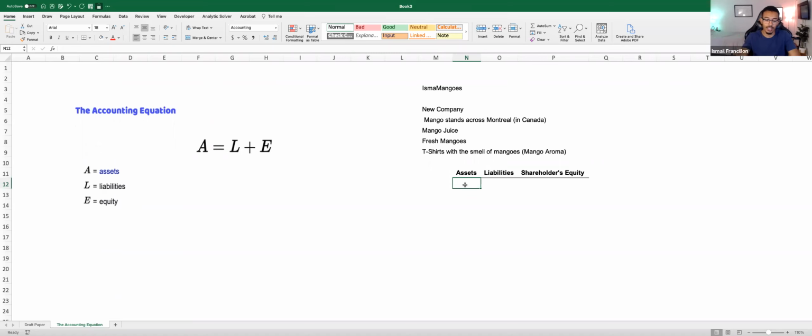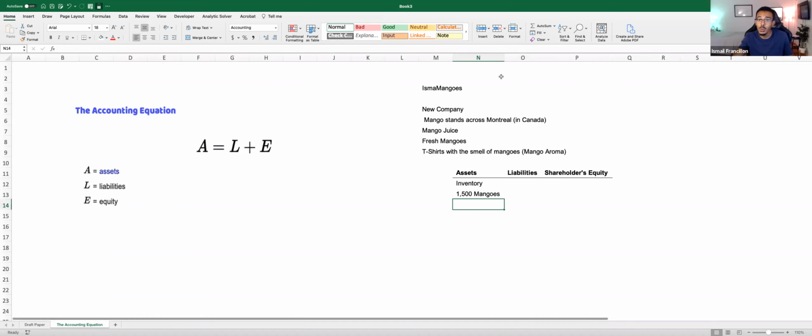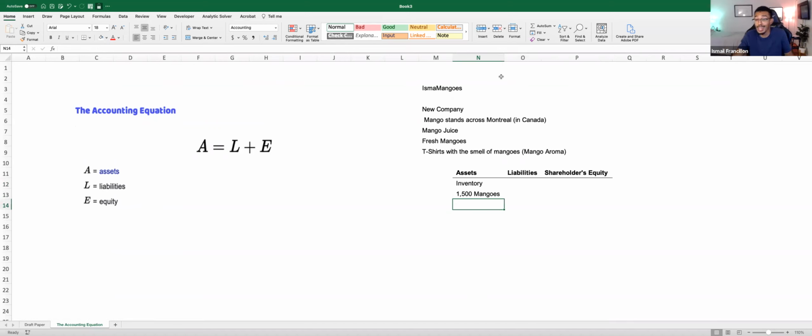Assets that we could have, for example, would obviously be our inventory, right? We have an inventory of mangoes. We need an inventory of mangoes to be able to sell mangoes. For example, it could be 1,500 mangoes that we have in inventory right now that we're using to be able to conduct our business. How do we make mango juice without mangoes? And how do we sell mangoes to people? Well, we need a mango. We can't give them a lotion instead. Got to give them mangoes.